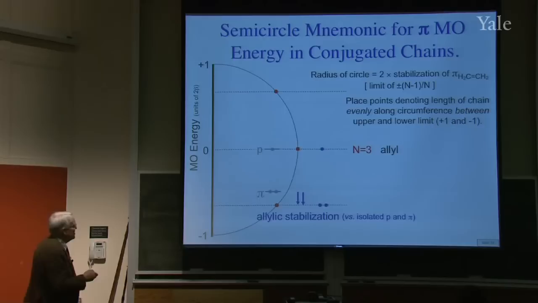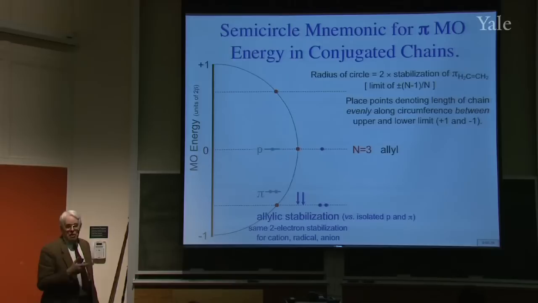If that electron is not there, you have a cation. If the electron is there, you have a radical. If there are 2 electrons there, you have the allylic anion. But in each of those cases, the amount of stabilization you get is the same, right? So you get the same 2 electron stabilization, whether you have cation, radical, or anion.